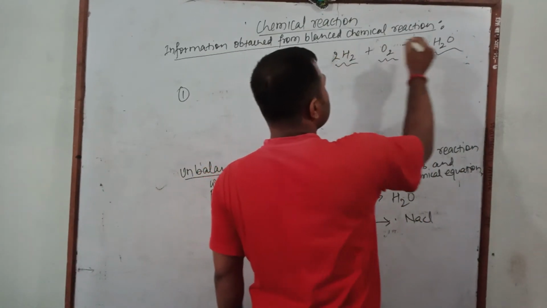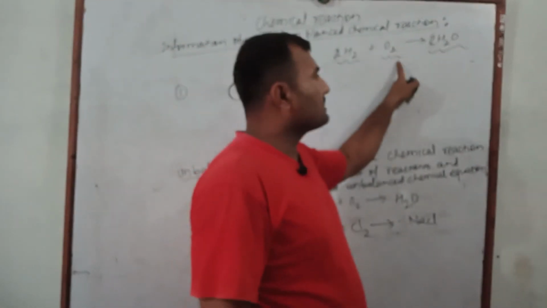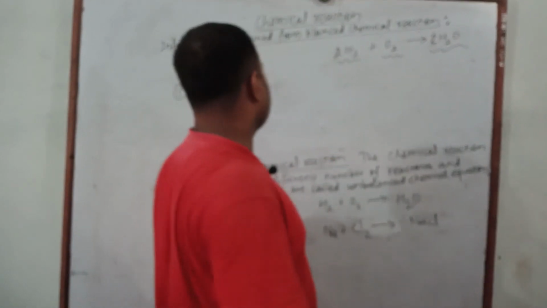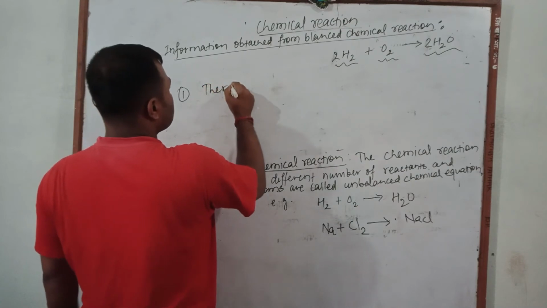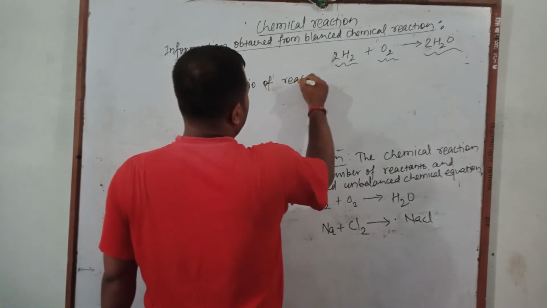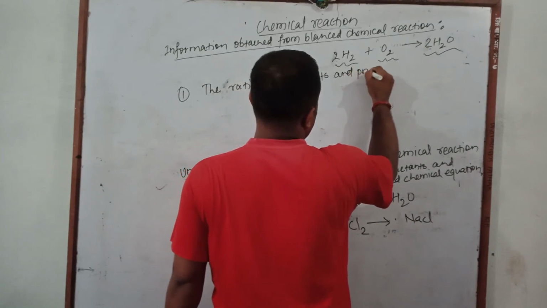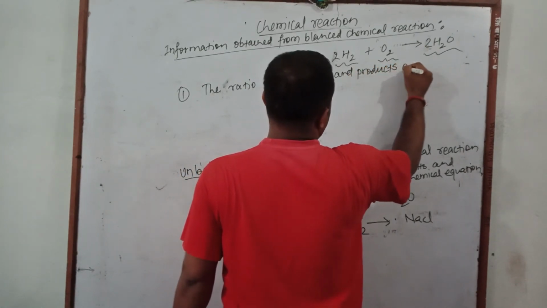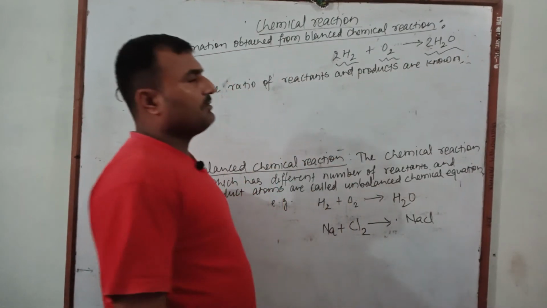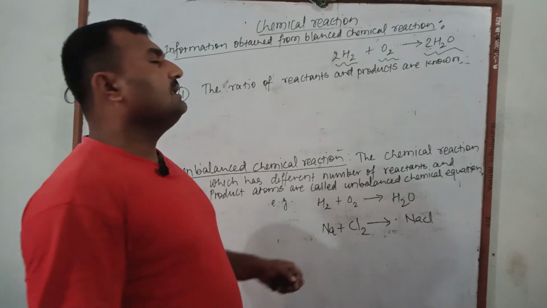But when we balance it, we can write: two hydrogen molecules and one oxygen molecule combine, then two molecules of water are formed. The first information we obtain from a balanced chemical reaction is the ratio of reactants and products.